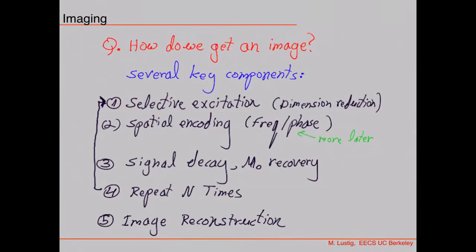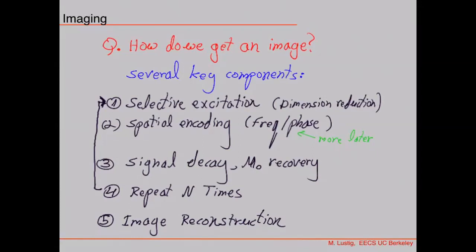If I could selectively excite a single pixel, then I don't need to do any encoding whatsoever, because the signal that I'm going to get is from this one pixel. And then I can go excite a different pixel, and then a different pixel, and so on and so forth. But you can see how it could be very tedious and long to do that. Alternatively, I can excite a pencil beam, a one-dimensional part of the volume. If I only excite that, then I need to encode just one dimension. But that is also pretty difficult.